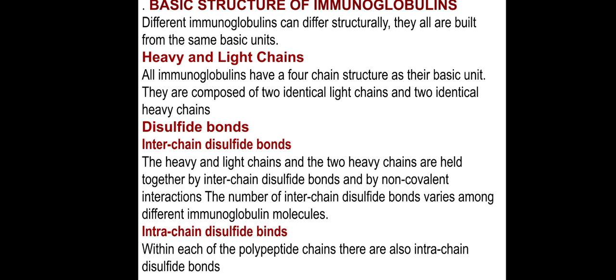They are composed of 2 identical light chains and 2 identical heavy chains. In between, an interchain disulfide bond is present. The heavy and light chains, and the 2 heavy chains, are held together by interchain disulfide bonds and by non-covalent interactions. The number of interchain disulfide bonds varies among different immunoglobulin molecules. Intrachain disulfide bonds: within each polypeptide chain, there are also intrachain disulfide bonds present.